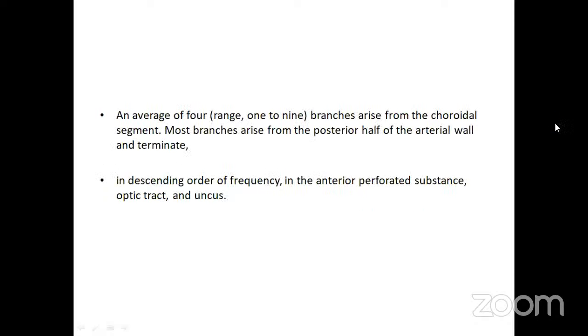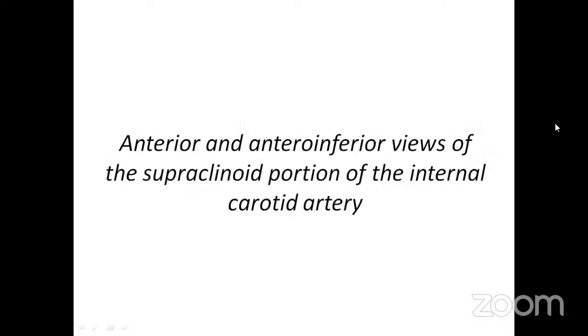The third is the choroidal segment. It has 4 branches that arise from it. Mostly these branches arise from the posterior half of the arterial wall, and they supply in decreasing frequency the anterior perforated substance and optic tract, mostly going to the anterior perforated substance.